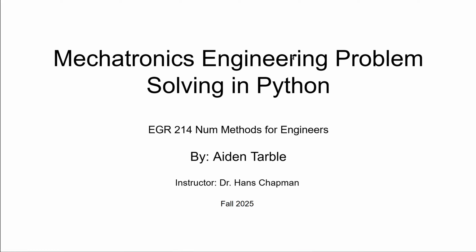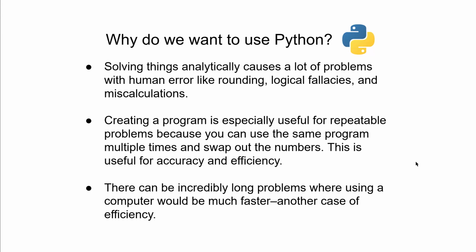First of all, why do we want to use Python? Well, solving things analytically causes a lot of problems with human error like rounding, logical fallacies, and miscalculations. And creating a program is especially useful for repeatable problems because you can use the same program and just swap out the numbers every time. That's useful for accuracy and for efficiency. And there can be incredibly long problems where using a computer would be much faster, which is another case of efficiency.